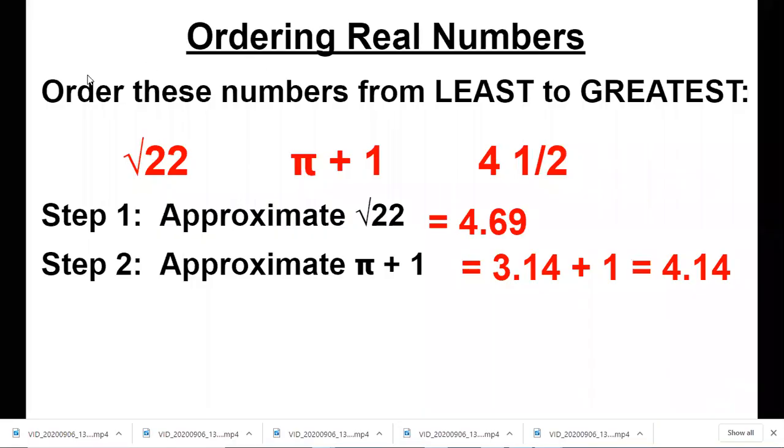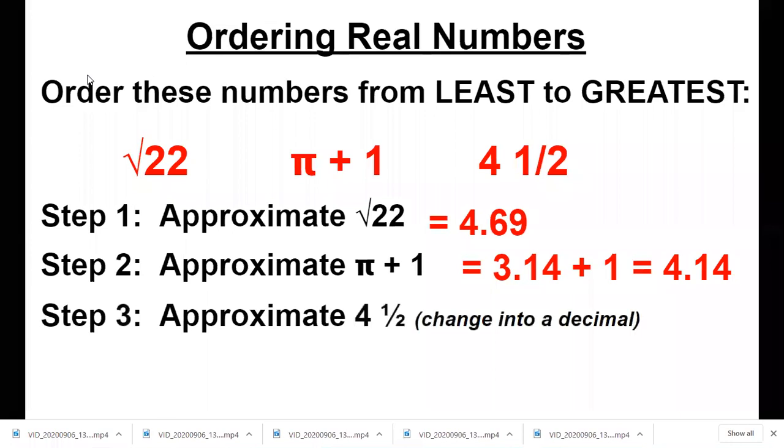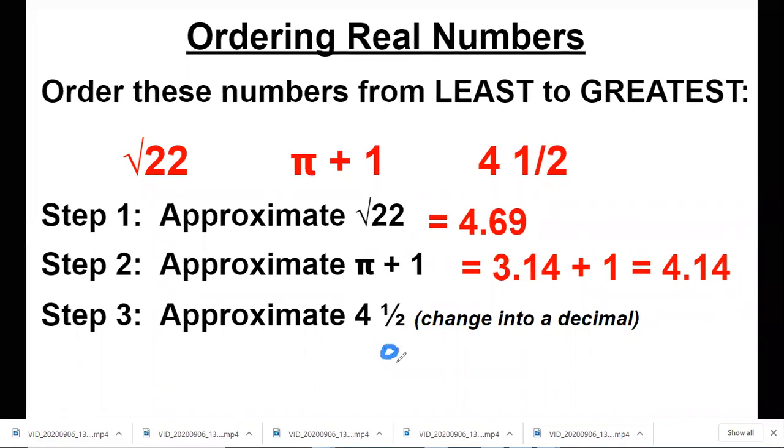Okay, step number 3 is to approximate 4 1/2. Since we're using decimals for square root of 22 and for pi plus 1, let's change 4 1/2 into a decimal. How do I do that? Well, we take whole number times the bottom plus the top, right? So that's 9/2, and you might just know what it is anyways without having to do all this, but I want to show you where it comes from.